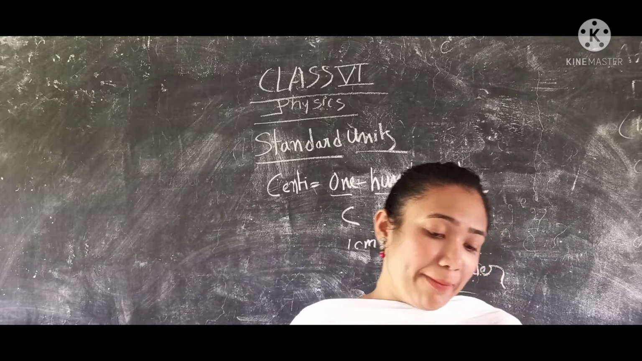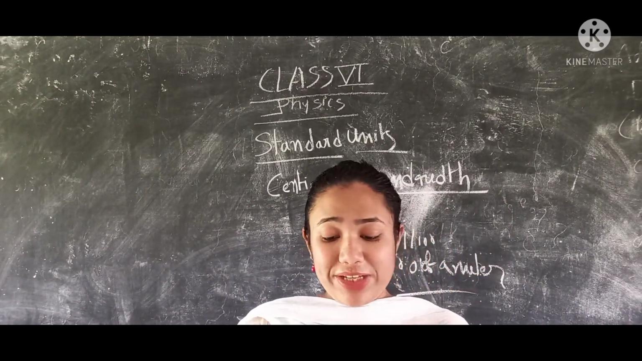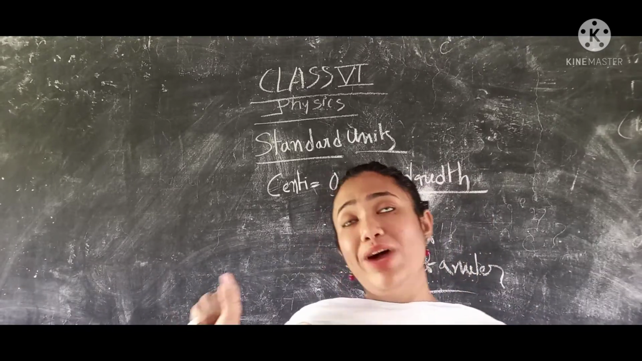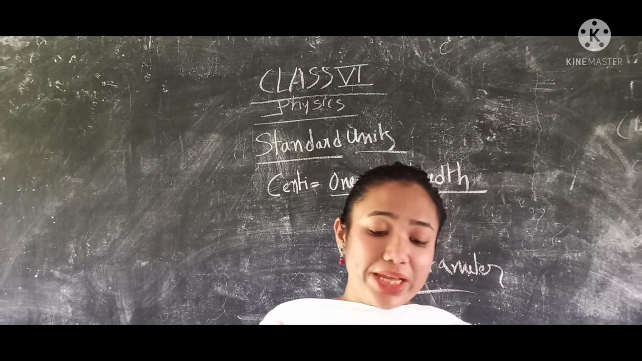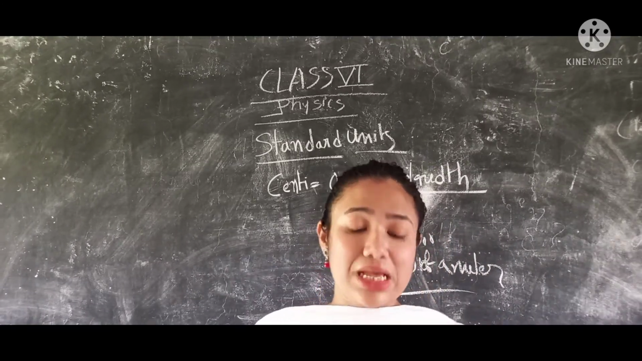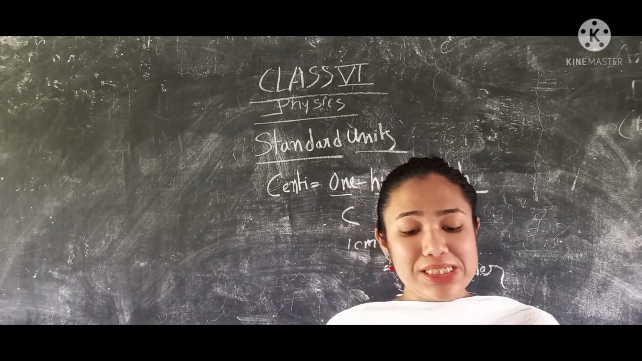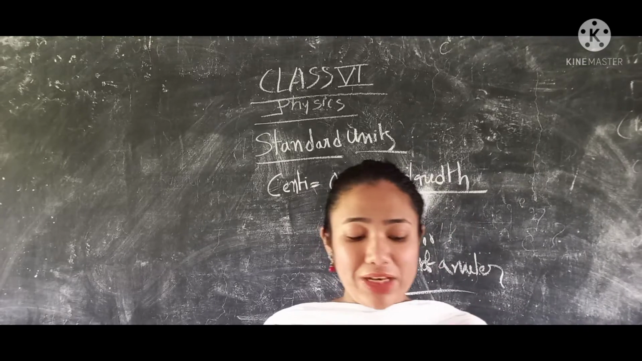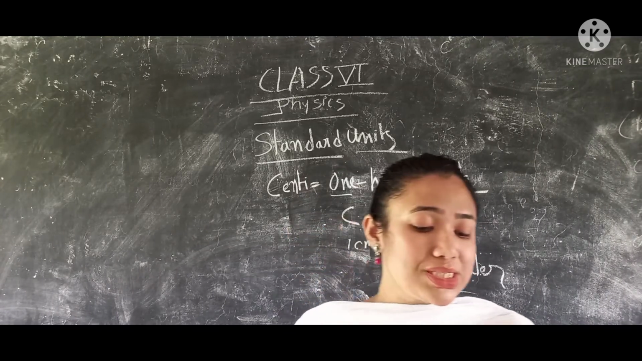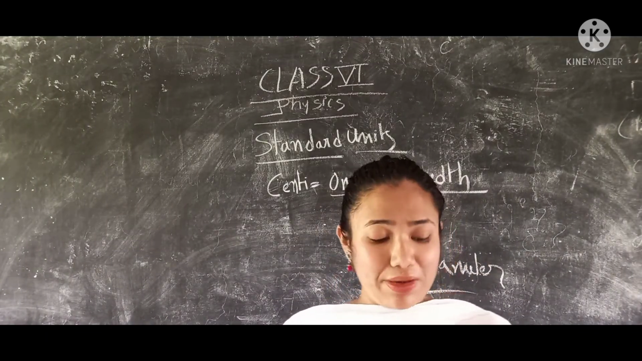Now we have to see multiple units. Those units which are used to measure large quantities are known as multiple units. For example, to measure the distance between two cities, the unit meter will not be convenient to express this distance. Hence, we use kilometer, which is a multiple of a meter. So 1 kilometer equals 1000 meters.